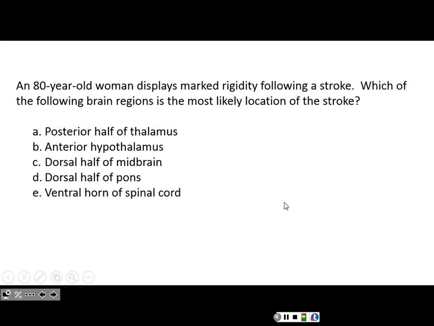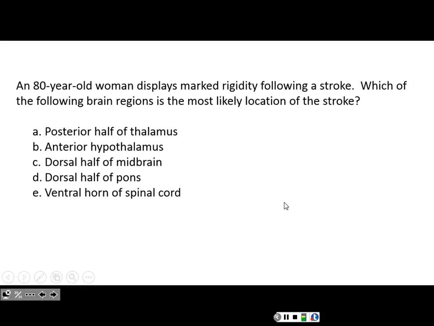An 80-year-old woman displays marked rigidity following a stroke. Which of the following brain regions is the most likely location of the stroke? And again, if I saw this question, and I saw the word rigidity, the first thing I'm thinking is basal ganglia, okay? But then I look at my choices and I see, well, they're not talking about that kind of rigidity because there's nothing on here that relates to basal ganglia function as an option. They must be talking about some other kind of rigidity, right?